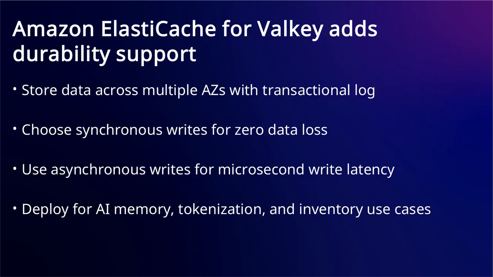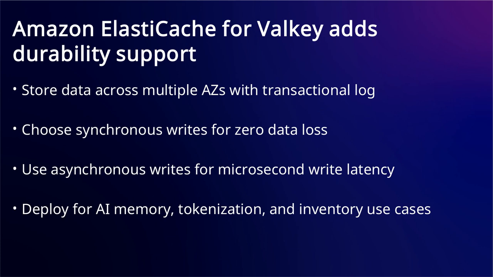You need microsecond read latency for high-performance workloads, but cannot accept data loss that occurs with traditional caching. ElastiCache now addresses this by storing data across multiple availability zones using a multi-AZ transactional log, enabling fast failover and recovery. You can choose synchronous writes that persist data across at least 2 AZs before responding, achieving zero data loss with single-digit millisecond write latency.